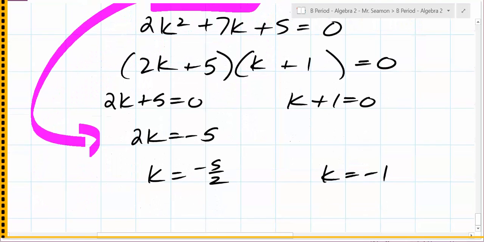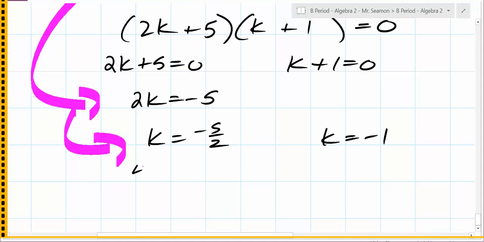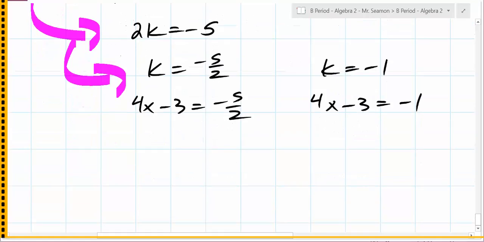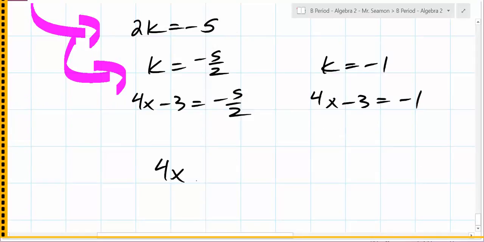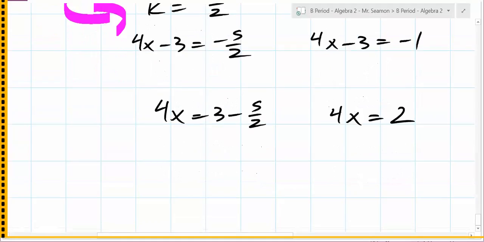Yeah, exactly. Or right there, sorry. So what do you have? 4x minus 3 is equal to negative 5 over 2, or 4x minus 3 is equal to negative 1. You have to do a little more math? Yeah, it's not that bad, right? 3 minus 5 over 2. What do you get here? 4x is equal to 2, because you're adding 3 to both sides. So on this side, what does x equal?